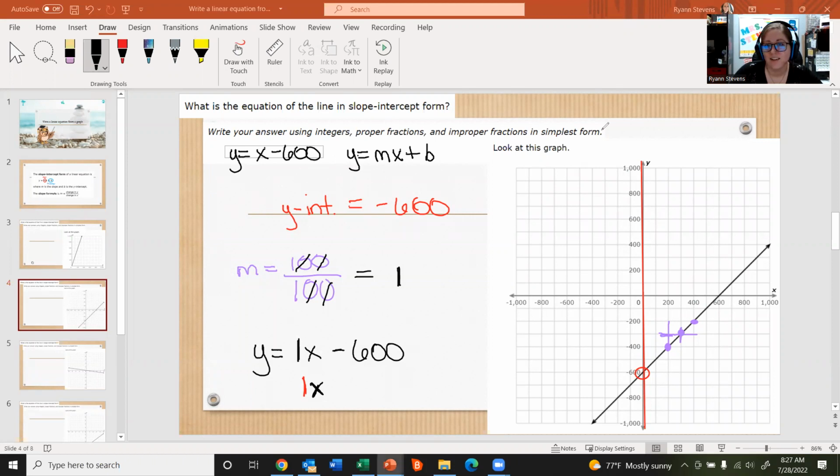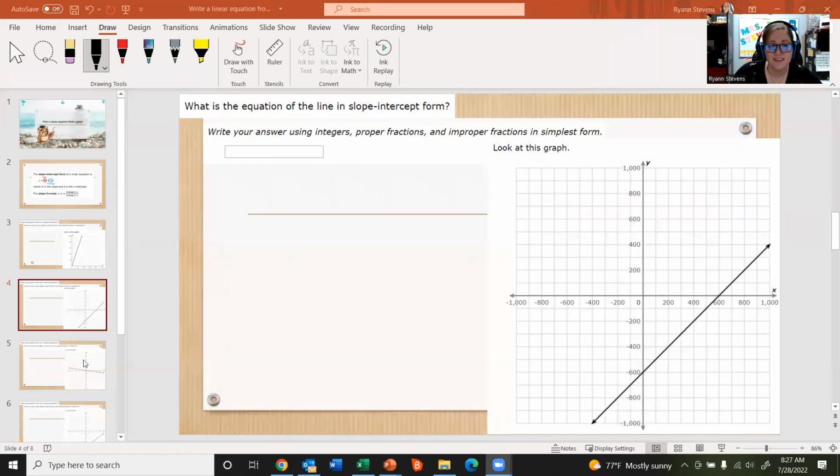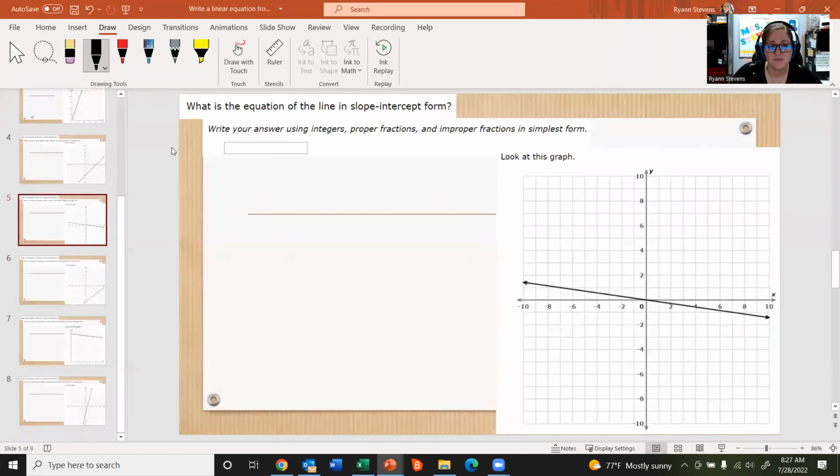All right, let's look at another example of this. What is the equation of this line? Again, we want y equals mx plus b. First I want to look at where my y-intercept is. Looking at this graph, this line crosses at the origin. So my y-intercept is 0.